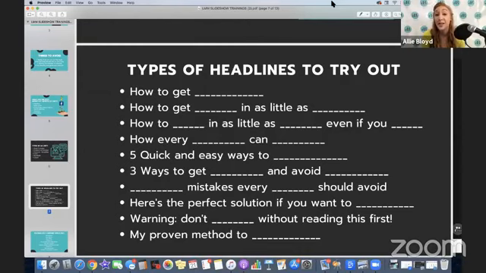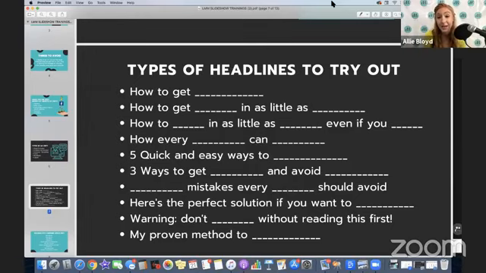So you also have the how to get blank in as little as blank. And in as little as would be in as little as 7 days, 30 days, 90 days, whatever it is, that's for someone who has a specific time frame related to what they do. It also could be about a seminar or a webinar. So if I were doing this about my challenge that you're in right now, I could say how to get the fundamental local advertising knowledge you need in as little as 5 days. So 5 days is the time frame, so I can add that in there.